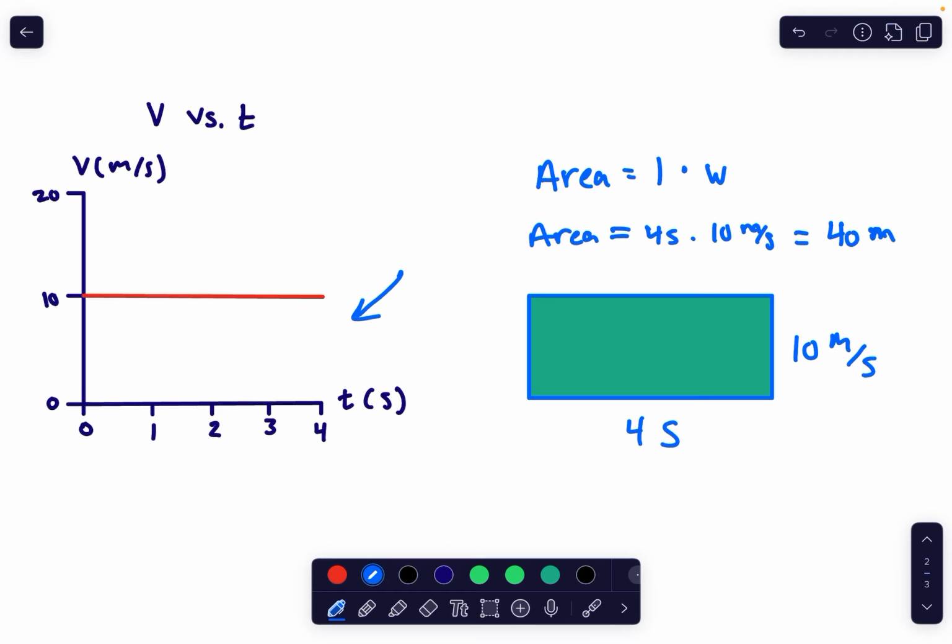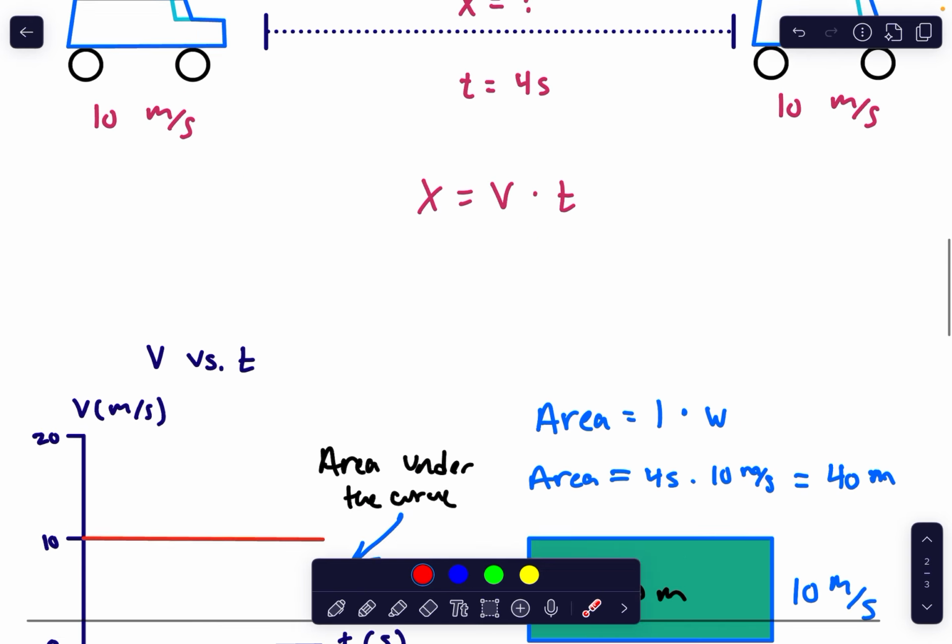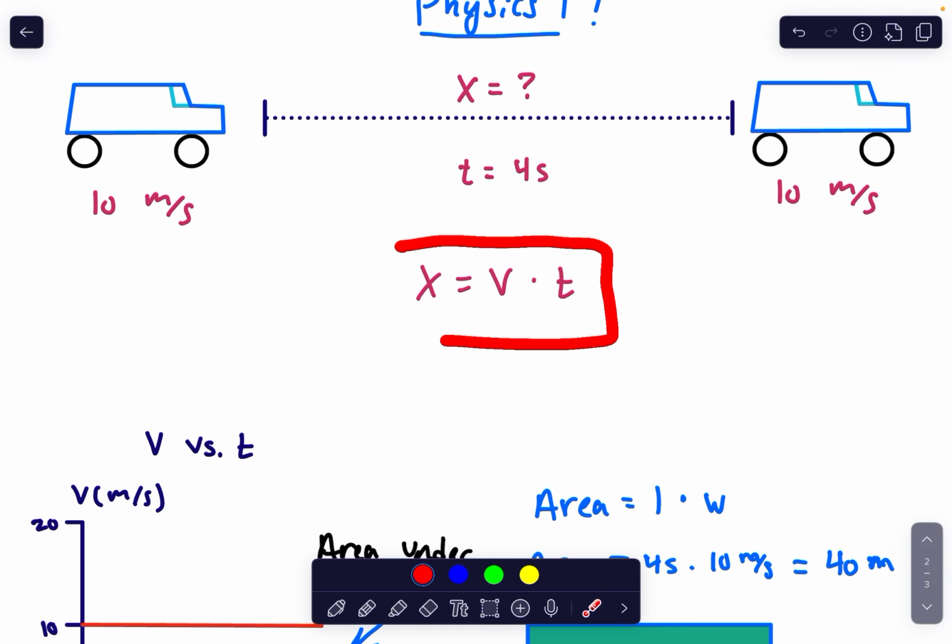meters. So what I learn is that the area under the curve of my velocity versus time graph tells me the distance that I travel during that time. And that is the same thing that I see in this equation.